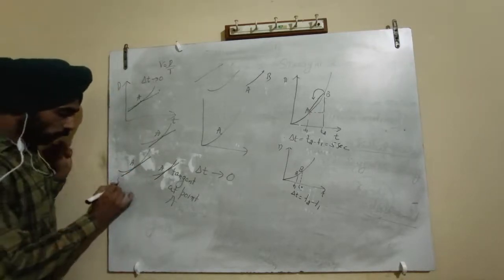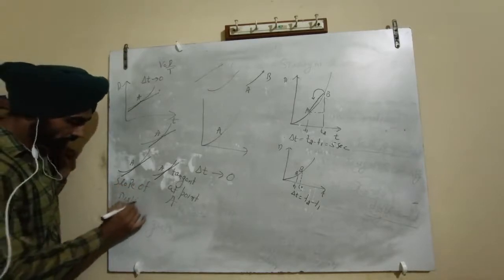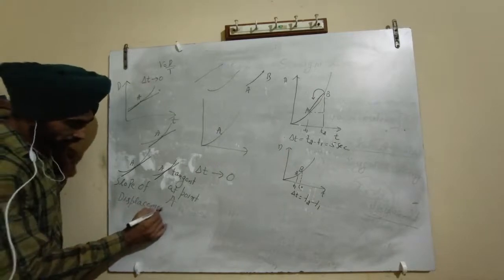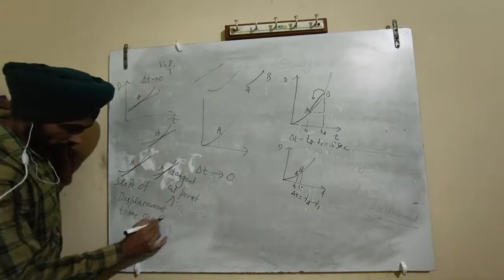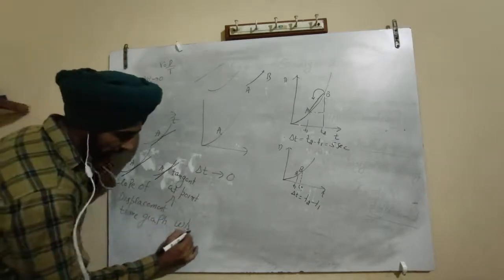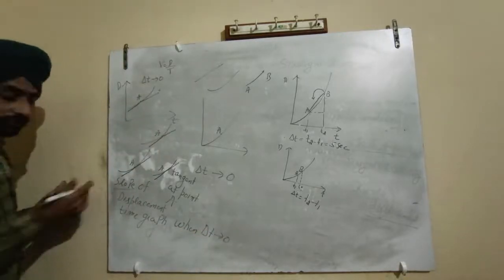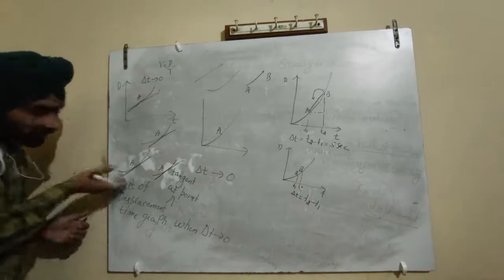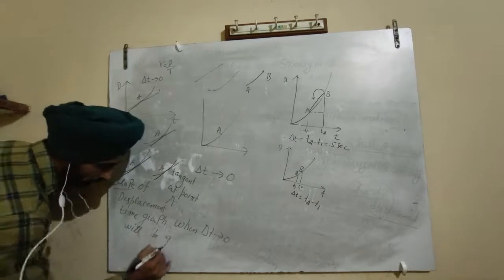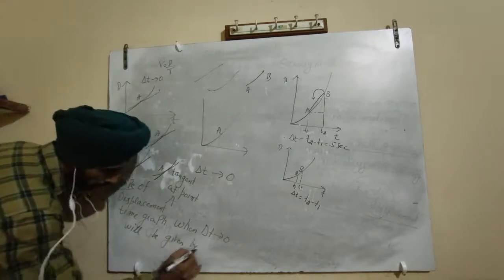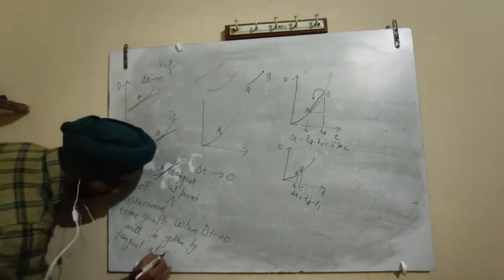That means the slope of the displacement time graph when delta t approaches 0. So what is giving us the slope? The slope is given by the tangent at a point A, the tangent at a point.